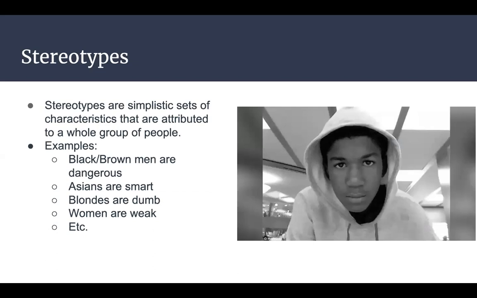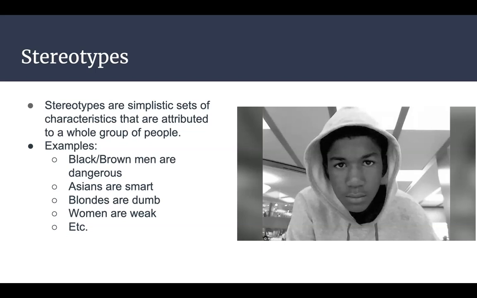So stereotypes are simplistic sets of characteristics that are attributed to a whole group of people. For example, there's a lot of negative stereotypes about Black and brown men that are dangerous. Asians are smart, blondes are dumb, women are weak, etc. And so stereotypes don't necessarily have to be negative assumptions or simplistic sets of characteristics, but they are just applied generally, right? So they say all fill in the blank are X, Y, or Z, which is not always true.